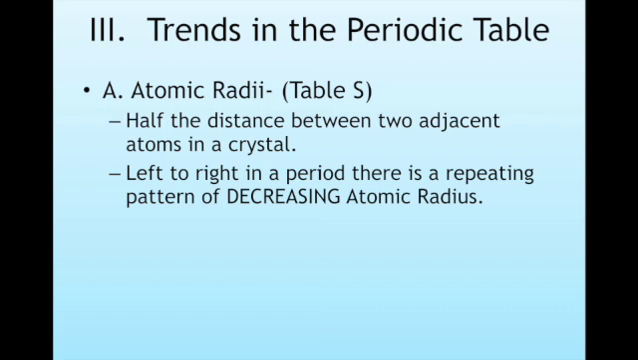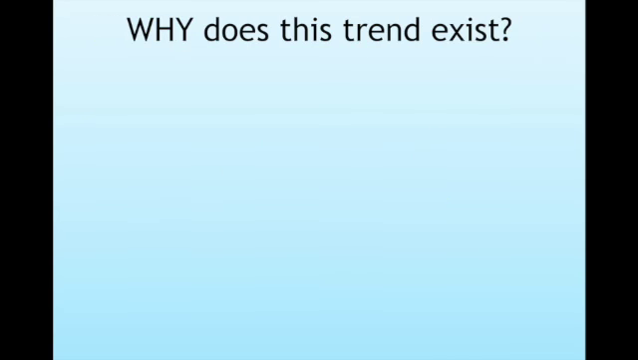Kind of strange if you're thinking about it, because as you're going from left to right in a period, you're increasing the atomic number. You're increasing the number of protons, the number of electrons, and the number of neutrons, excuse me, as we go along. So oddly enough, instead of the atom getting bigger, as you would assume if you're adding stuff, we're finding that it's decreasing. And again, there's a particular reason why this exists.